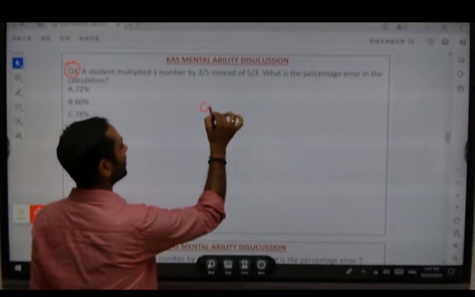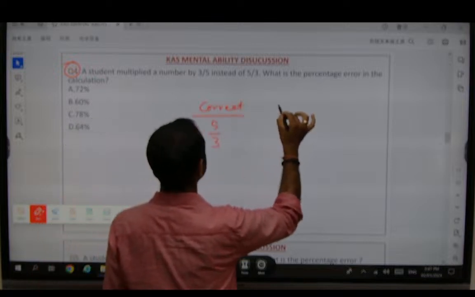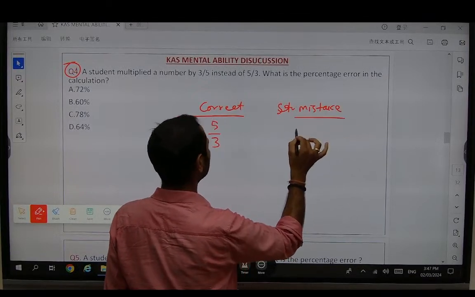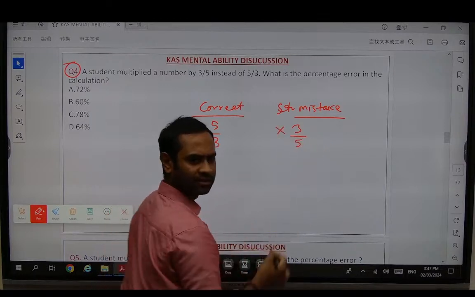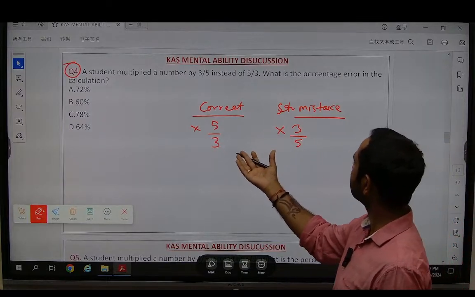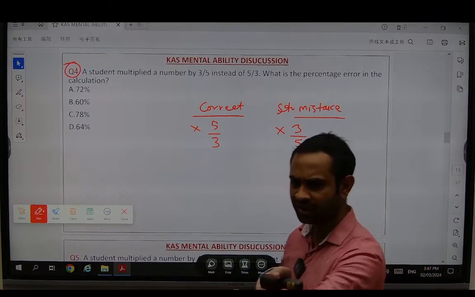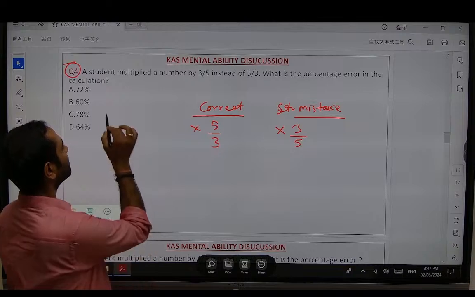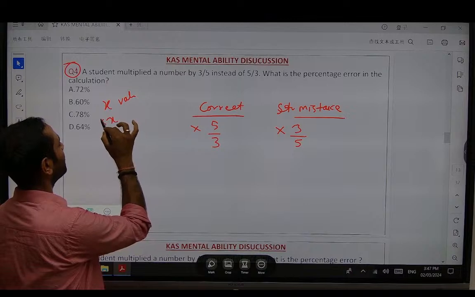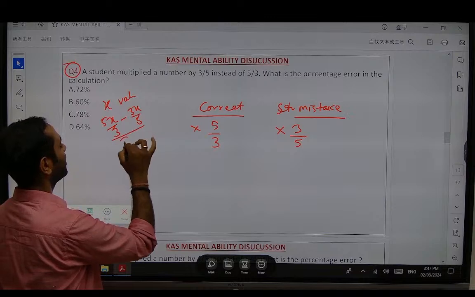Basically a student had to multiply by 5 by 3, but what he did was multiply by 3 by 5. That mistake we generally make even in the KPSC examination, so you have to be very, very attentive. If you don't trust me, open Google and check the solution. They will take x as the value. When multiplied with 5 by 3, it is 5x by 3. Mistake, 3x by 5. Subtract it, then put.